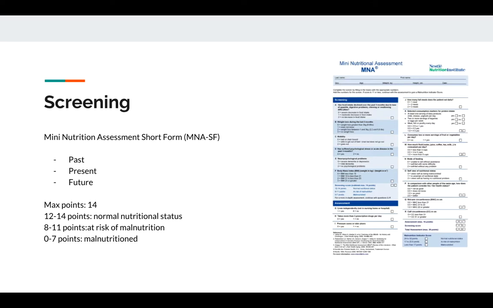A patient may score a maximum of 14 points. 12 to 14 points indicate a normal nutritional status. 8 to 11 points predict the risk of malnutrition, and those who score less than 7 points are considered malnourished.